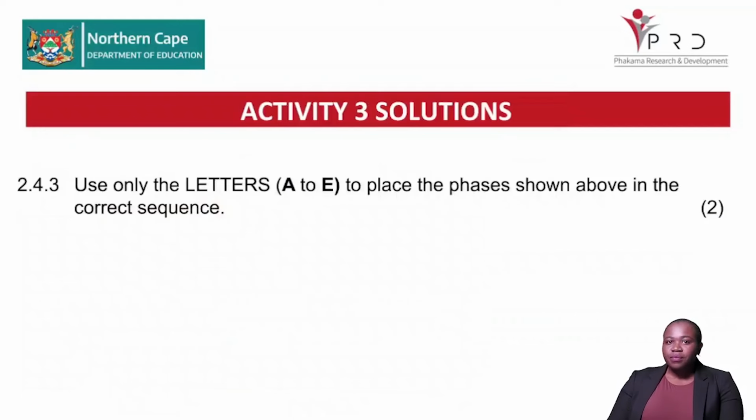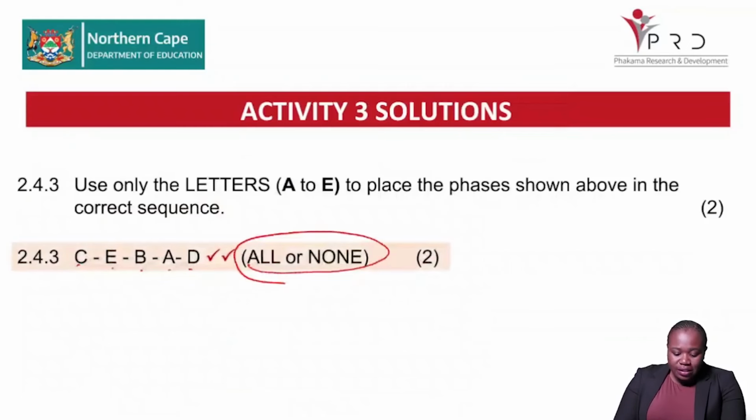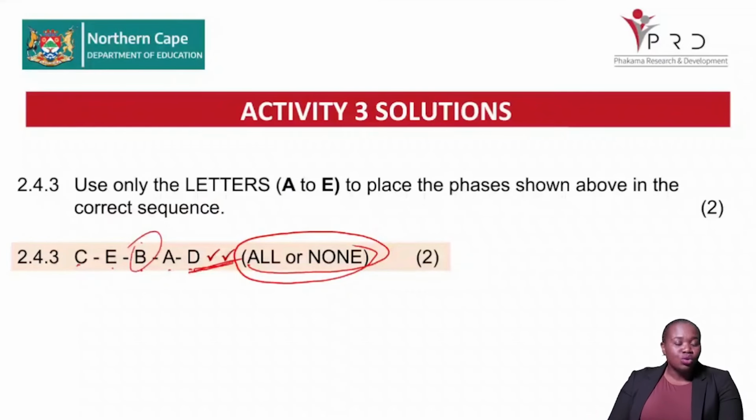So remember, we are going to look at the phases from the first phase until the last one, which is telophase. Here, it is going to be C, E, B, A, D. For this kind of question, when you are asked to give the letters, make sure that you put them in the correct order, because if you just miss one, you're not going to get half marks. You're going to lose all the marks. So you either get 2 marks or you do not get anything.